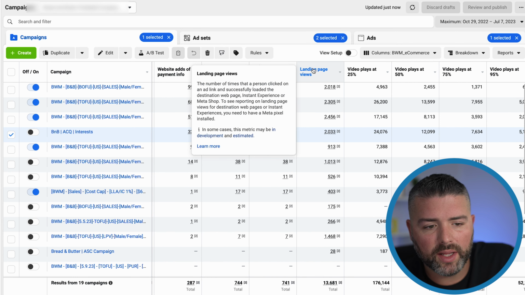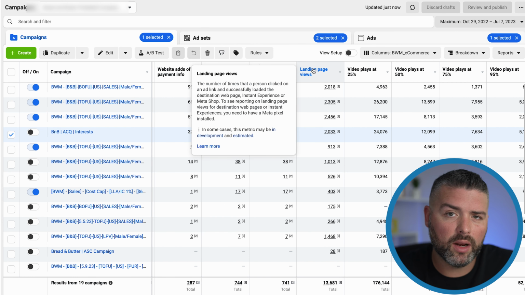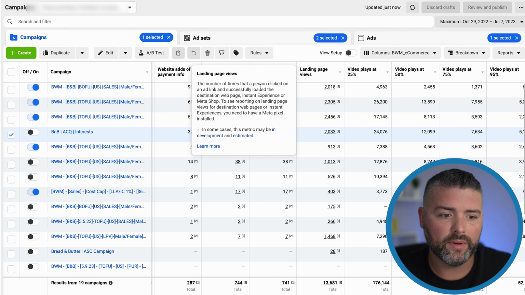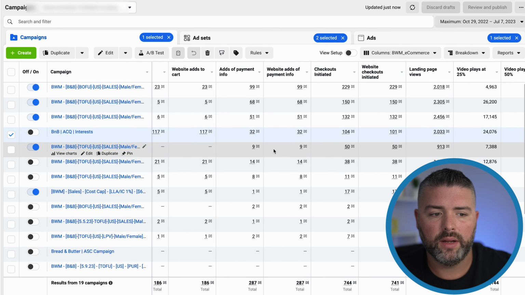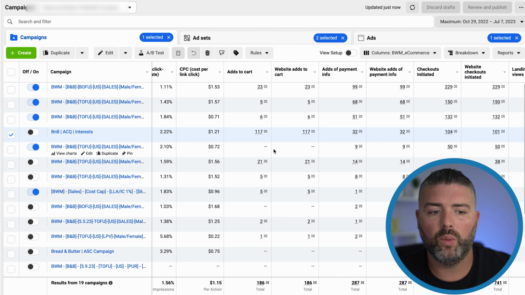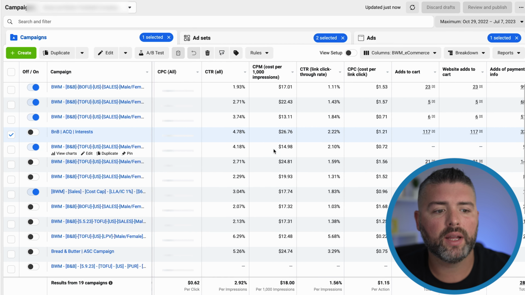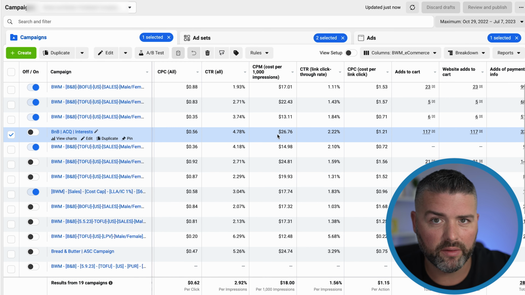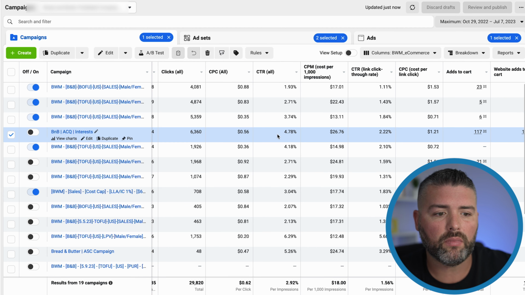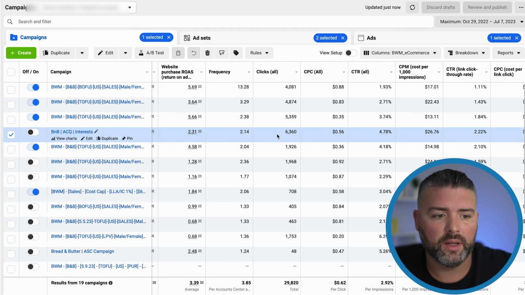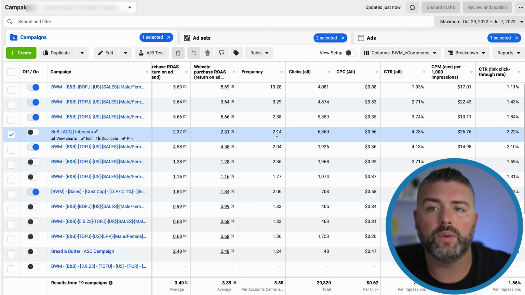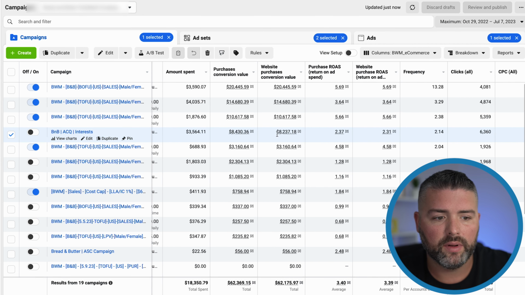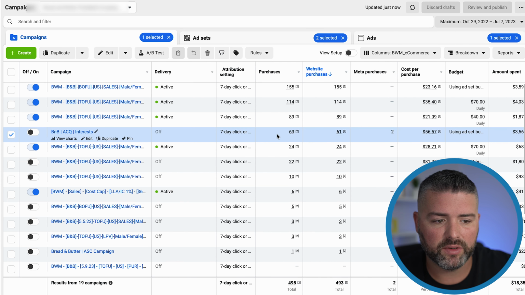So from there, we're looking at landing page views, because you want to remember, clicks are not landing page views. Just because someone clicked doesn't necessarily mean that they got to the website. Then we're going to website checkouts initiated, ads of payment information, website add to carts, cost per click, click-through rate, CPM, which is your cost per 1,000 views on the feed or wherever you're bidding on, your click-through rate, your cost per click, number of clicks, frequency, which is the amount of time somebody has seen the ad, ROAS, conversion value, amount spent.